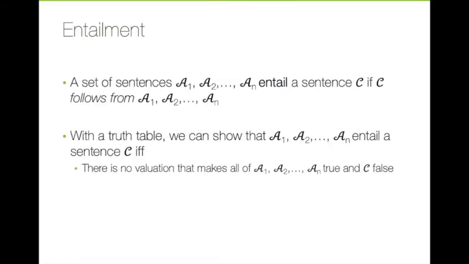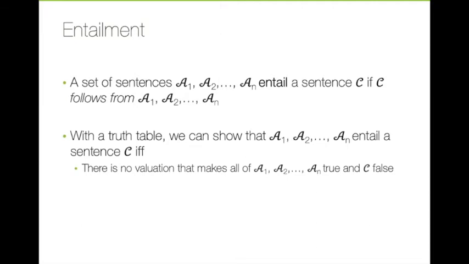Remember from our first lesson that the aim of constructing a good deductive argument is to have the conclusion follow from the premises. Entailment is a way of capturing that notion of following from. So a set of sentences A1, A2 through AN, substitute any sentences for those A's in truth functional logic, entails a sentence C, the conclusion, if C follows from A1 through AN.